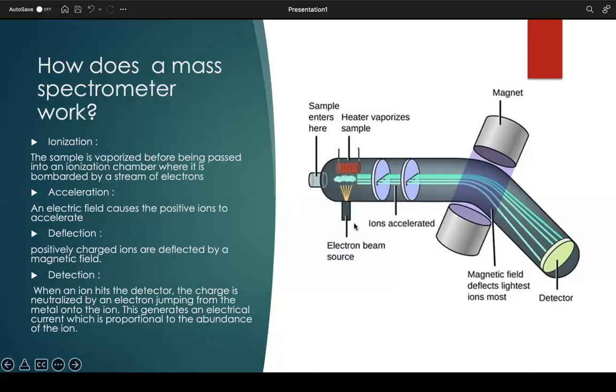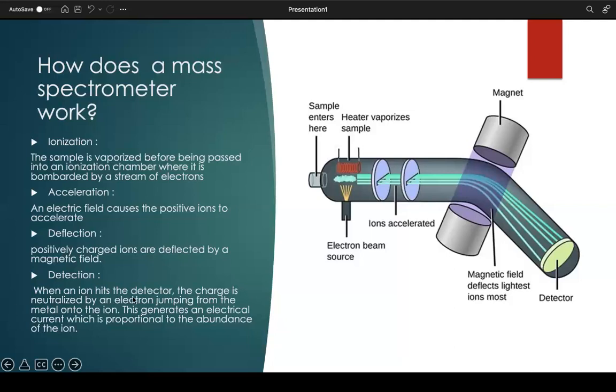The amount of deflection depends on the mass to charge ratio of the ion. Ions with a large mass to charge ratio are deflected less than the ions with a small mass to charge ratio. So if all ions have the same charge, usually +1, the extent of deflection is inversely proportional to their mass. And the last step that we have is detection.